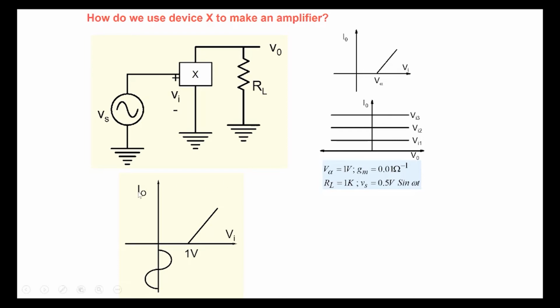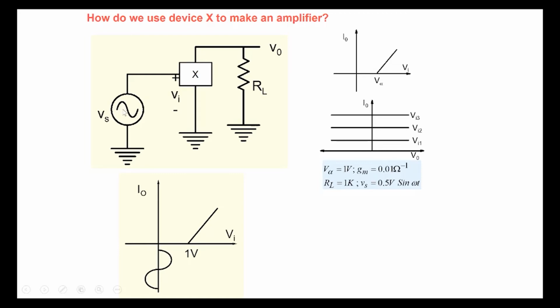So let's look at this. I0 versus Vi we are saying is in this form. For the sake of discussion, let's take V alpha equal to 1 volt here. The threshold point is 1 volt. And Gm let's take as 0.01. And let's put some load resistance of 1 kilo ohm. And the signal that we want to amplify will be some small signal here. Just for the sake of discussion, we could have taken any small value. Let's suppose it is 0.5 volt sine omega t.